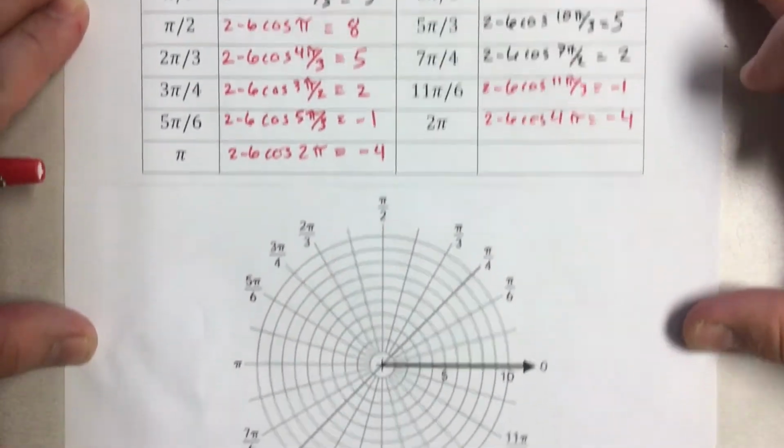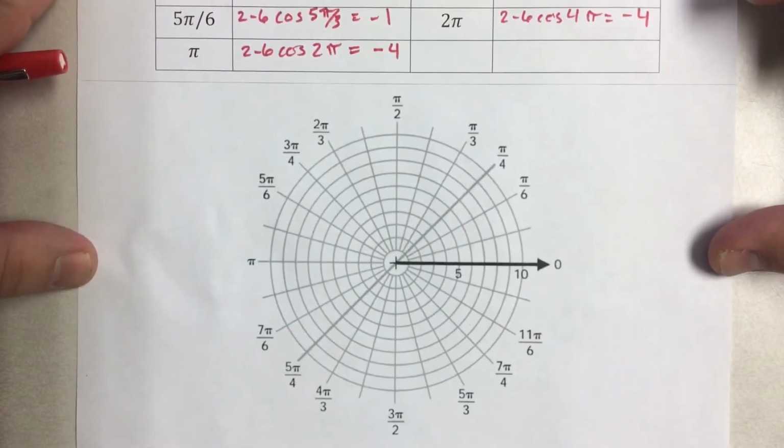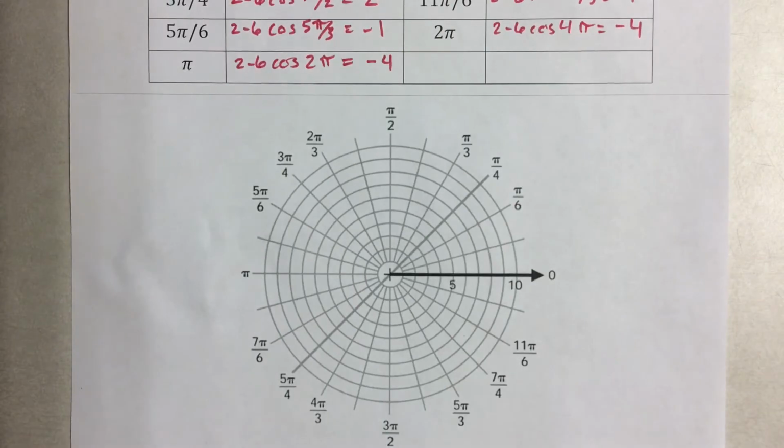So assuming you have the table already written down, let's talk about us graphing this. Remembering how to graph polar curves, think of the angle measure and then apply the radius.